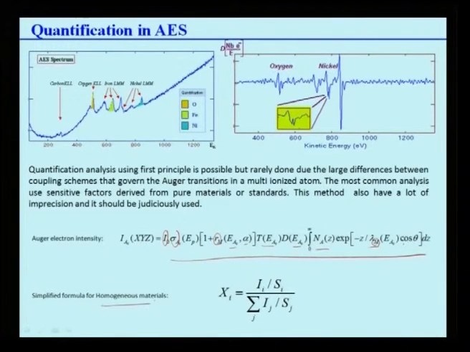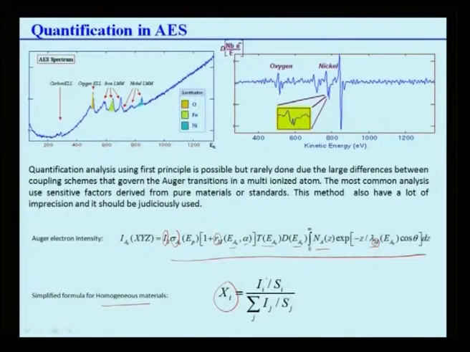The simplified formula for homogeneous material is that Xi, the amount of a particular element i present, is given by Ii by Si divided by the summation of Ij by Sj, where j is summed over. Therefore, S is basically the scattering factor and I is the intensity. So if I know the scattering factors of the elements present and the intensities of each of the peaks, I can indirectly calculate the amount present in the particular specimen.